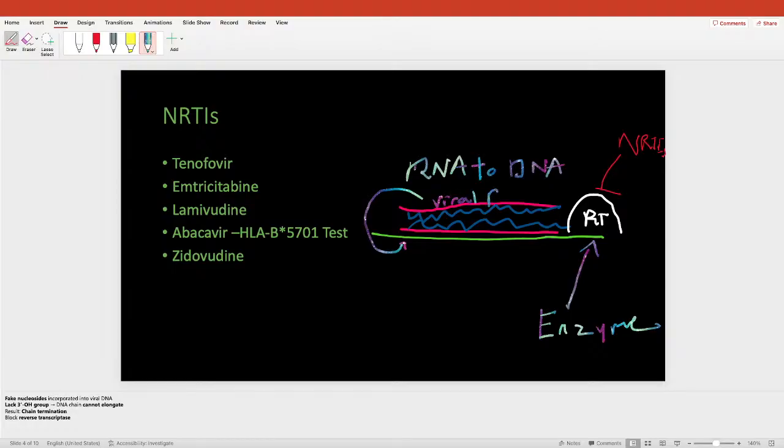Viral RNA. Oh, and this was like the human DNA.